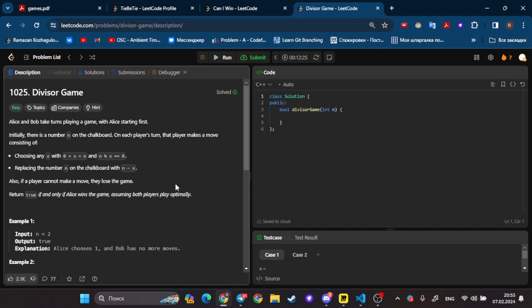I'm not at my computer right now, but what I would suggest is just write return n modulus 2 equals 0, and that will give you the winner. And if it's not the case, then the other person would have lost the game. Okay. Next is what?